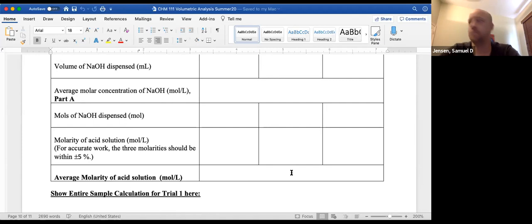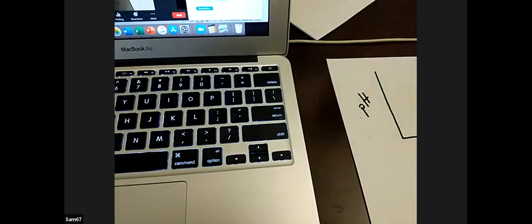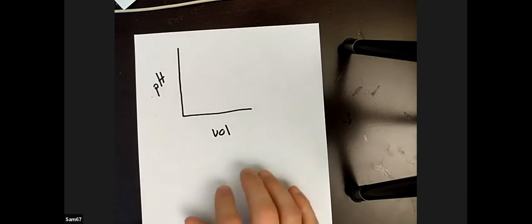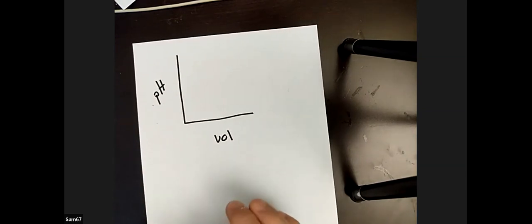All right, so let's take a look here at what the calculations and what our solution is going to look like. So for a titration to work, it operates on the basis.